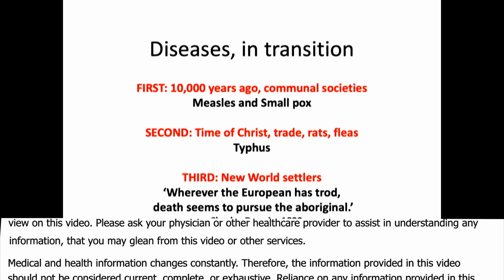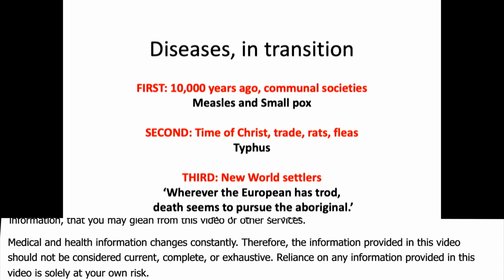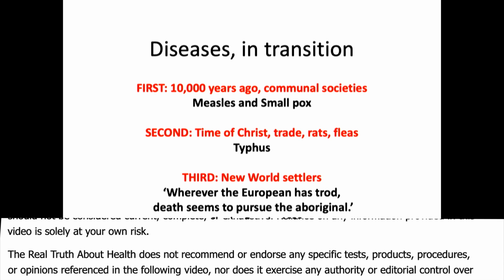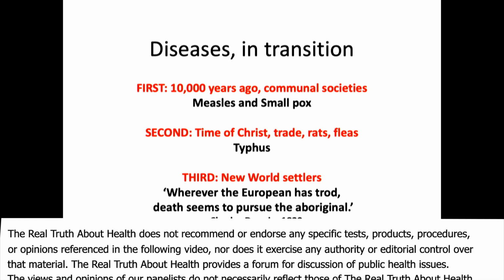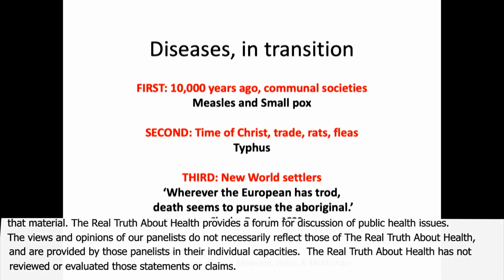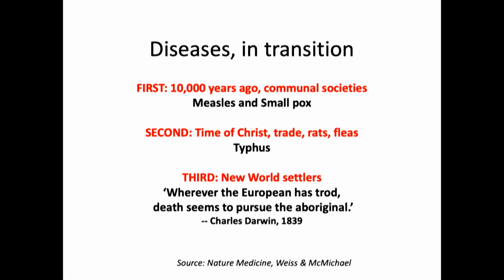And then we had a second transition, the centuries before and after Christ, when people started moving around and they started trading goods and spices and so forth. And with them, when they went from place to place, they didn't only bring those goods they were going to sell, they brought rats and fleas and lice and typhus.